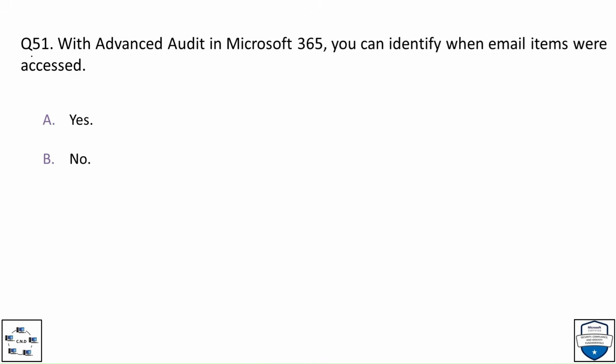Question number 51. With advanced audit in Microsoft 365, you can identify when email items were accessed. The options are option A, yes, and option B, no. And the correct option is yes. So yes, with advanced audit in Microsoft 365, you can identify when email items were accessed.